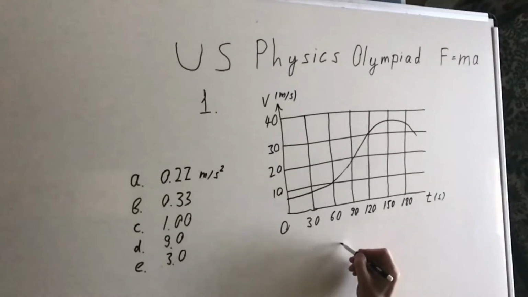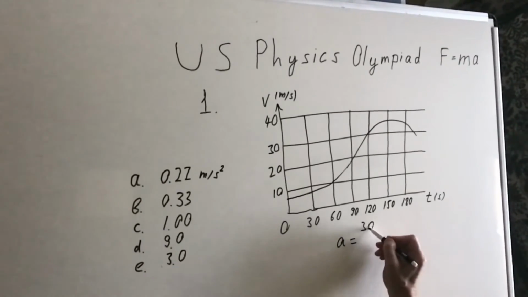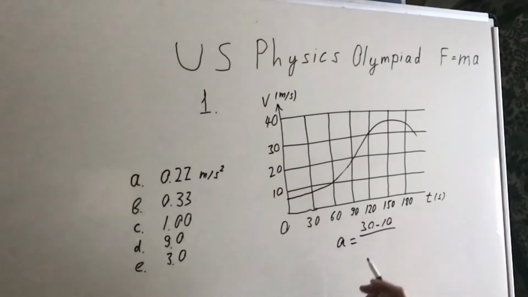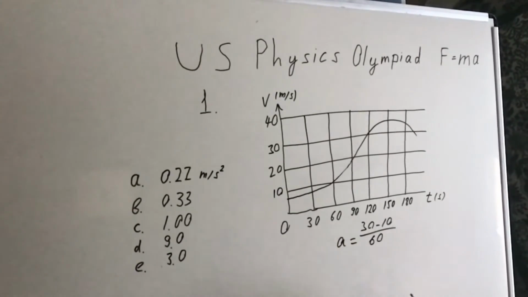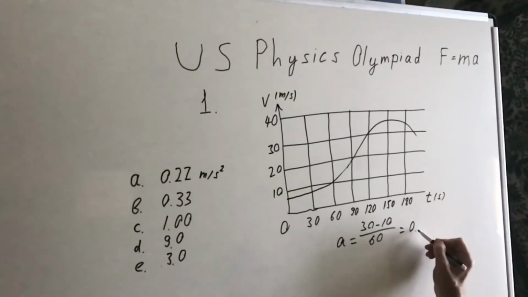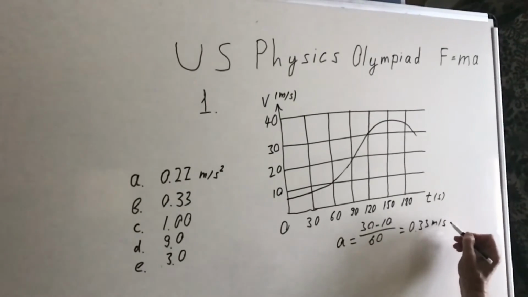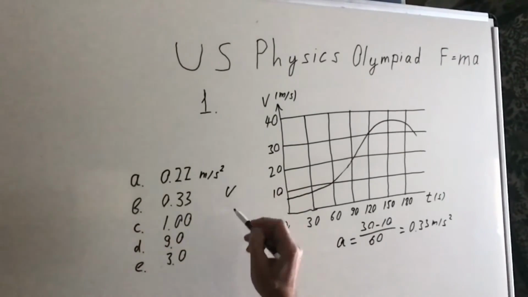So acceleration must be equal to 30 minus 10 meters per second divided by the time difference, which is 60 seconds. So the answer is 0.33 meters per second squared. So we see that the correct answer is B.